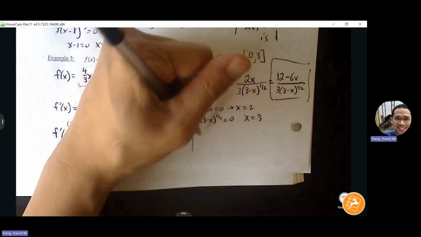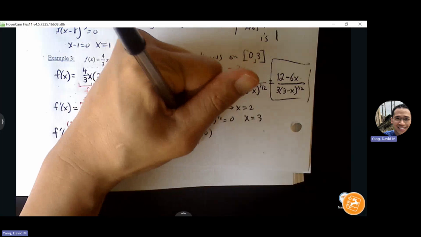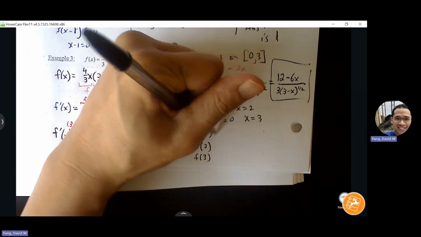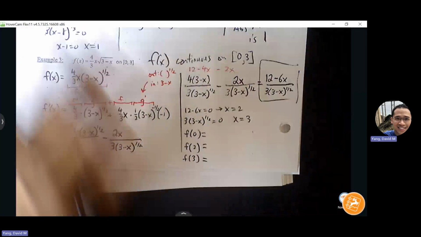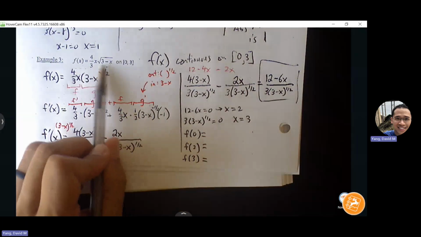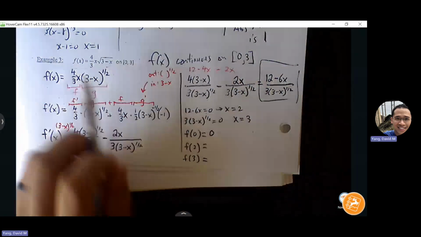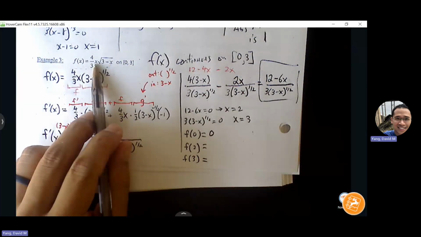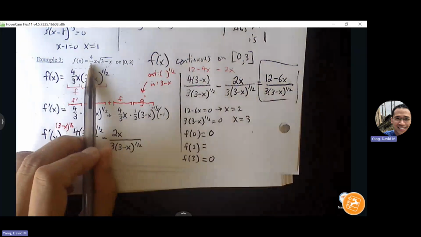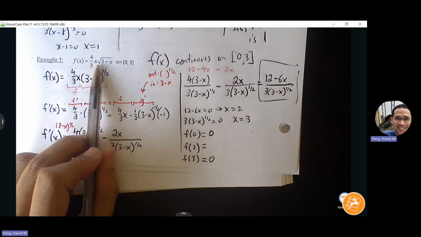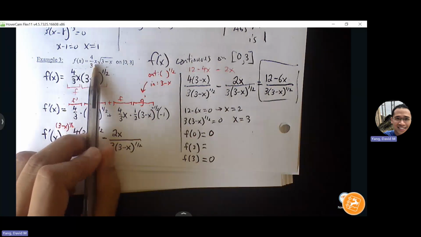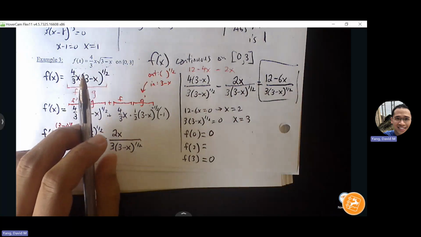All right, so we have 3 numbers to test. We're going to test f of 0, f of 2, and f of 3. They all get inserted back into the original function. So 0 would just give me 0. 3 would give me, well, 3 minus 3 is 0, so that's going to wipe the whole thing to be 0. But for 2, I get 4/3 times 2 times 3 minus 2, which is 1, so that just becomes 1. And then 4 times 2 is 8, so 8/3.